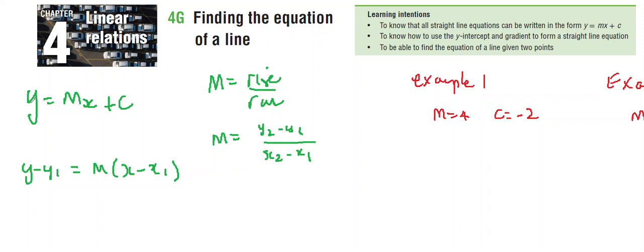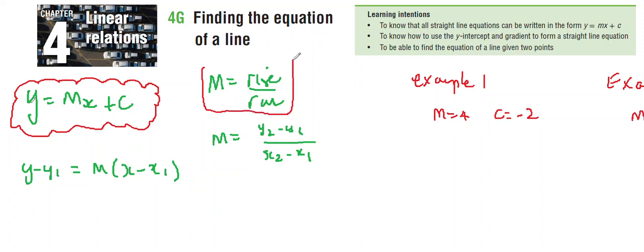This is for G, finding the equation of a line. And really, we're going to be using, for most of the occasions, y equals mx plus c as the general rule for the equation of a straight line, remembering that m stands for the rise over run, or we could use y2 minus y1 over x2 minus x1.